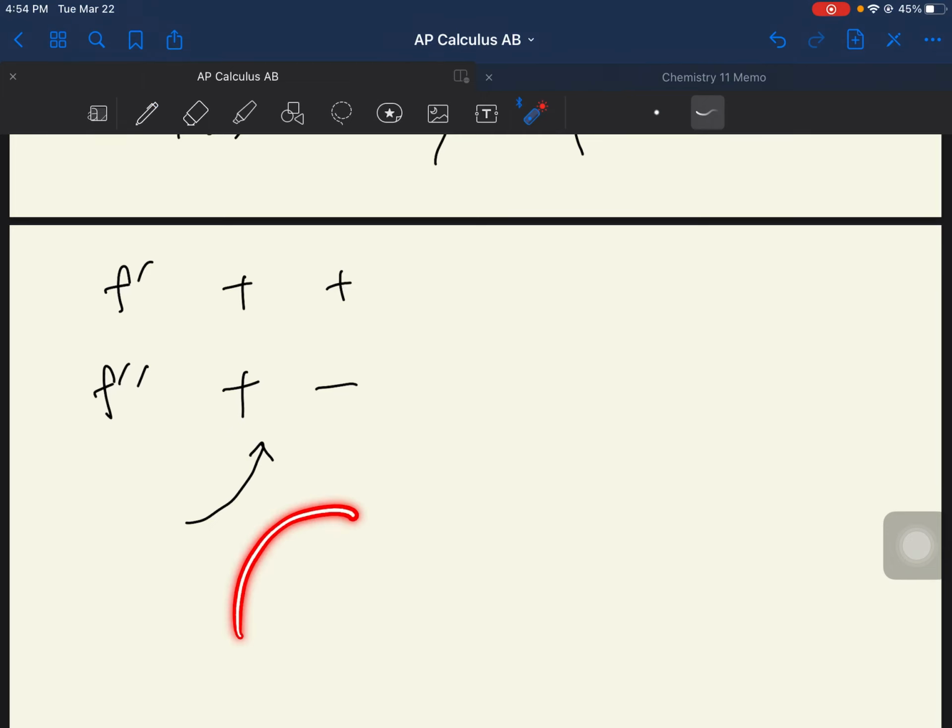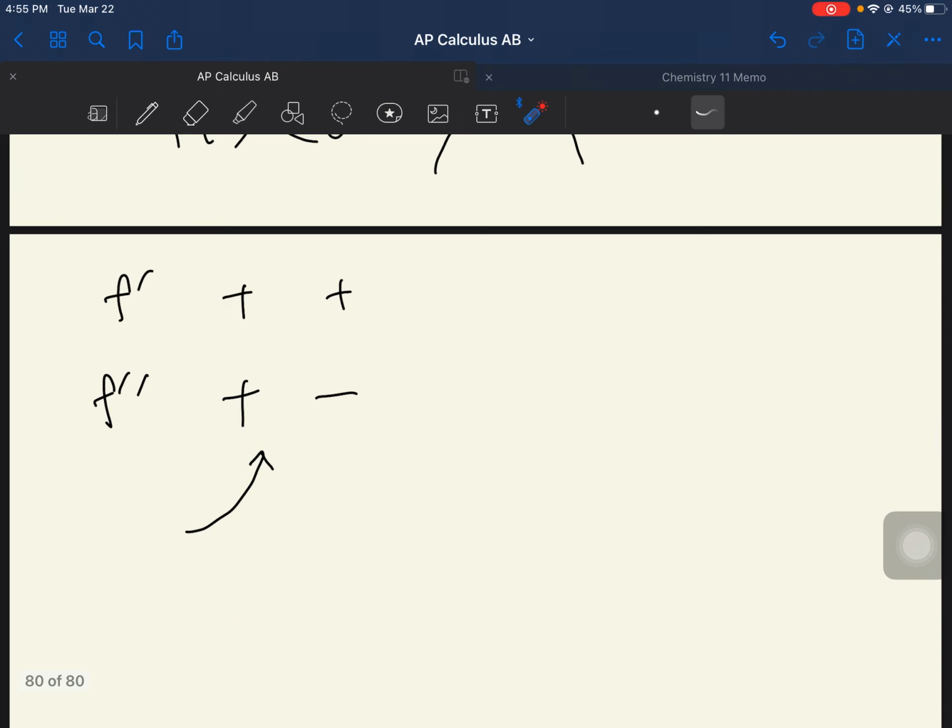Again, the graph is increasing, so like this way or this way. But the second derivative is negative, so the slope is decreasing. I mean, it's going to be like this. The slope is getting smaller like this. So it's not going to be like this, where the slope is getting larger.